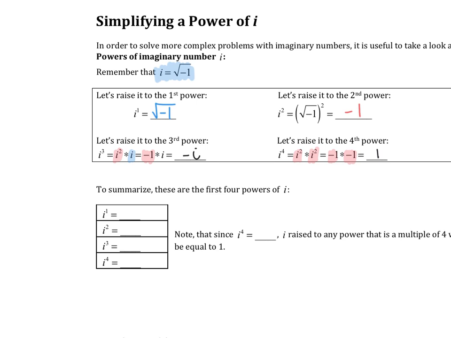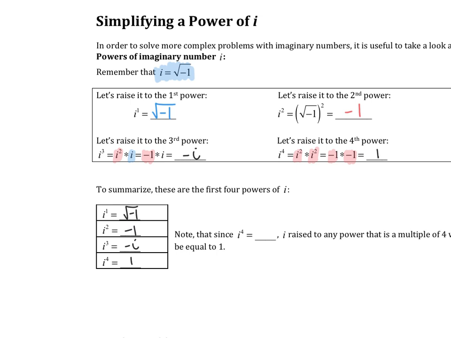So it's important to summarize all these first four powers. It's important to remember what these powers all represent so that we can use them to then break down powers of complex numbers like i. So i to the first power is the square root of negative 1. i squared is negative 1. i to the third is negative i. And i to the fourth is positive 1.